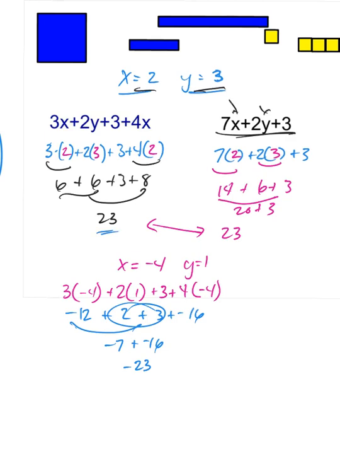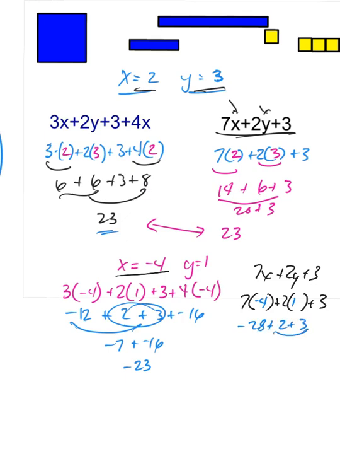And if we looked at 7x plus 2y plus 3, and we do the same values, we put 7 times x plus 2 times y plus 3, and we put negative 4 in place of x, and we put 1 in place of y. Then we get negative 28 plus 2 plus 3. 2 plus 3 is 5. Negative 28 plus 5 is negative 23. Oh, look, they're still the same.